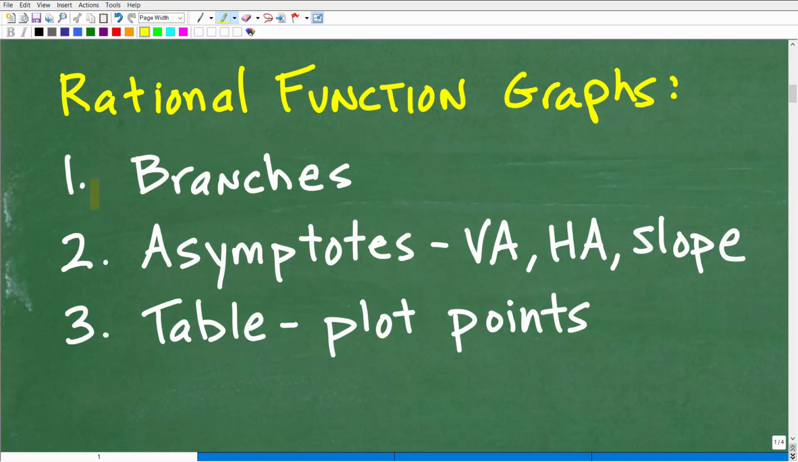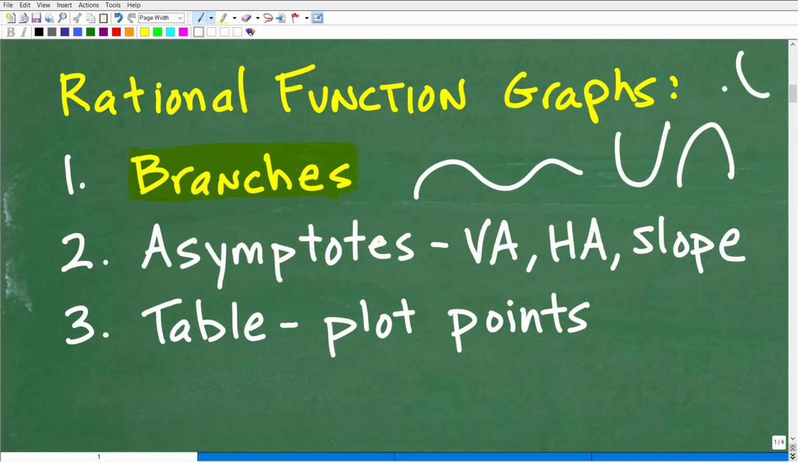So the first is that the graphs, generally speaking, of rational functions are going to be in branches. In other words, they're not going to be continuous like this. They're going to be something like this, or like the graph we had like that. There are these separations, these non-continuous graphs. This would be a branch of a graph. This would be another branch of a graph. So you want to be thinking in terms of branches.